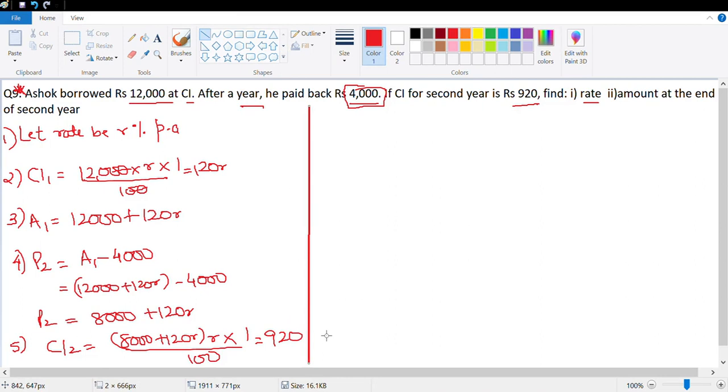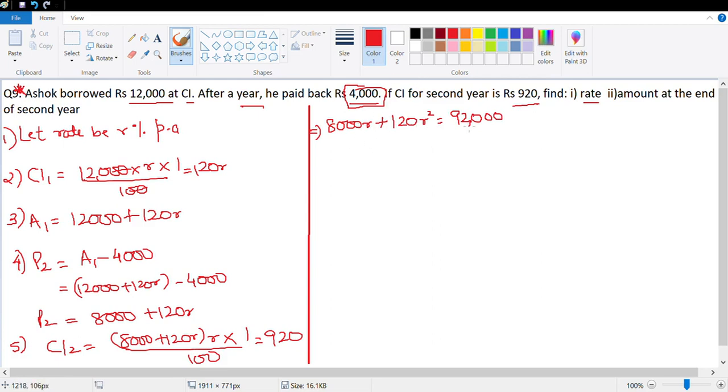So now we'll get a quadratic equation, because 120R multiplied with R will give us 120R square. So let's multiply first. 8,000 multiplied with R is 8,000R, plus 120R into R is 120R square. Cross multiply, so that's 920 into 100, which means 920 with 2 zeros, that's 92,000.